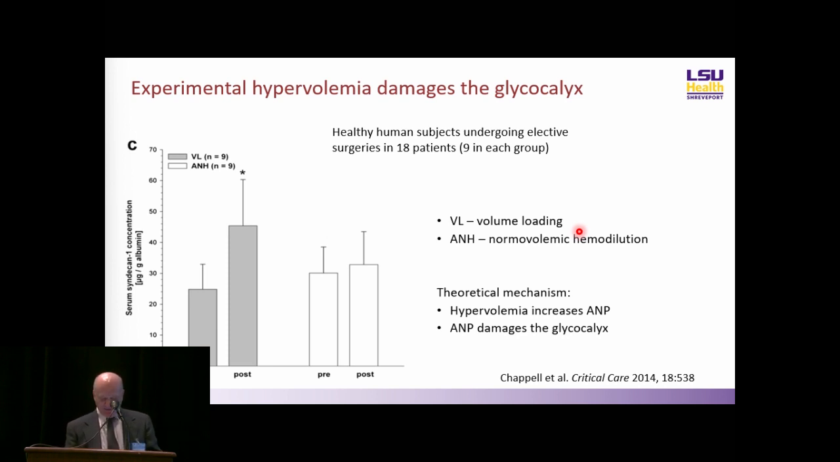And you can see that in the volume loading group the markers of injury to the glycocalyx are increased significantly, and they're not increased in the normovolemic hemodilution. So why this happens, we're not quite sure. Don't know if it's the volume itself, but it's thought that the hypervolemia increases release of ANP, or atrial natriuretic peptide, and it's been shown experimentally that ANP damages the glycocalyx. So we have a proposed mechanism that's related to ANP.